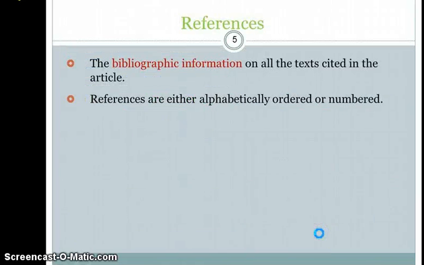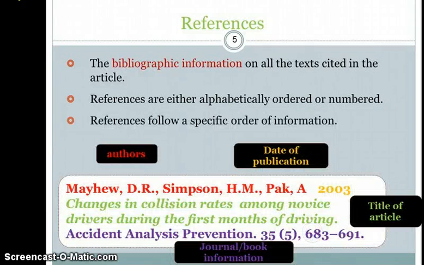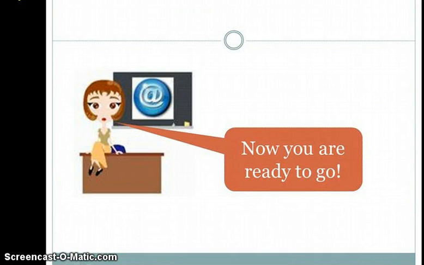And finally, just a quick review of references. We know that that's all the bibliographic information on the texts. And again, just to remember, it always starts with our authors, our date of publication, the title of the article, and the journal or the book information. So now you're ready to go and be able to preview a text and get some information about it very quickly before you read the whole thing.